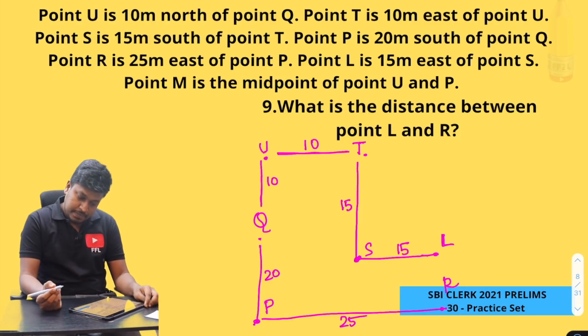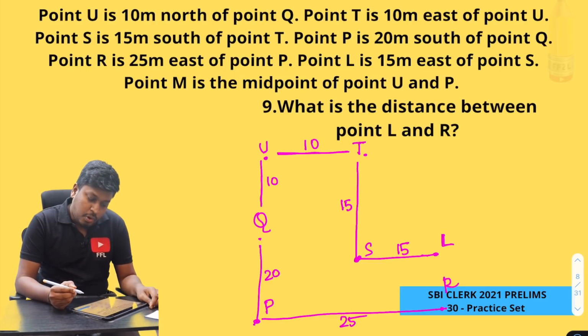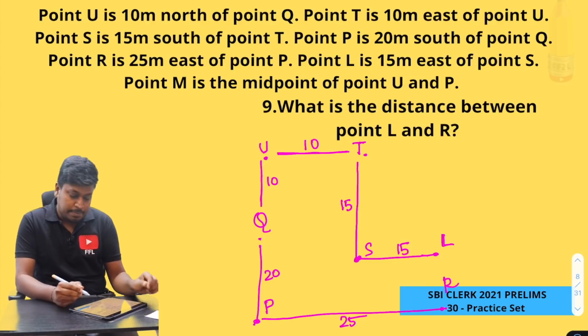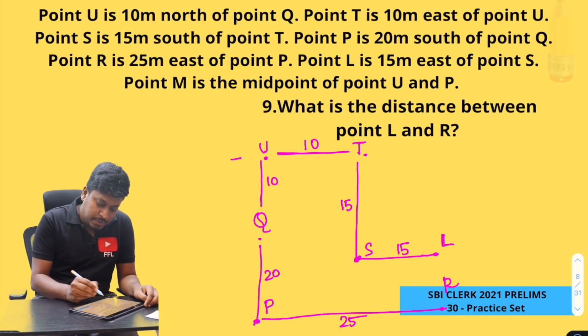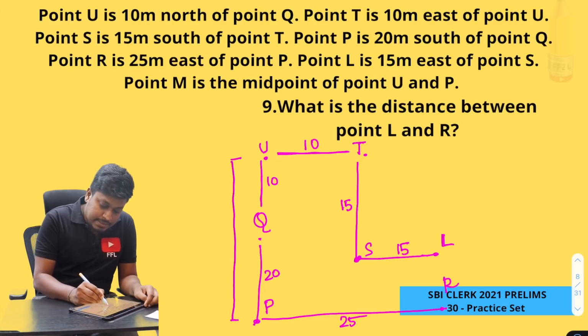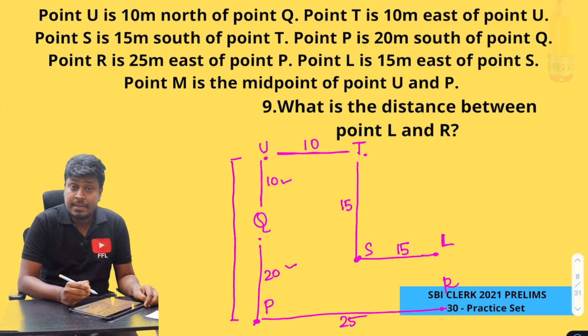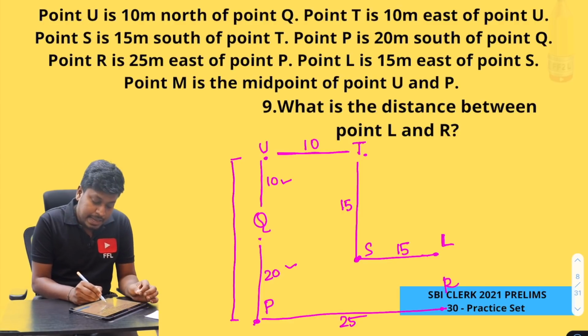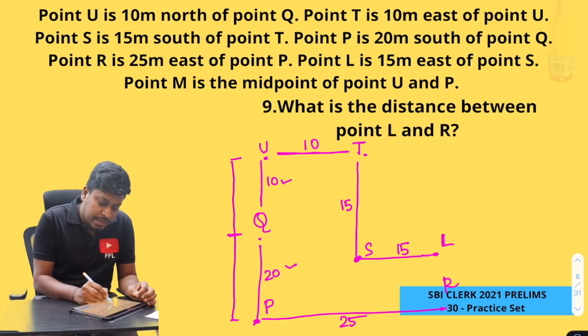That's it. The last point is, point M is at the midpoint of U and P. See, M is at the midpoint between U and P. So between U and P, the total distance is how much? Total distance is 10 and 20, which is 30. So between U and P, at the midpoint is where the letter M is. So the midpoint will be at 15. So here 15, here 15.